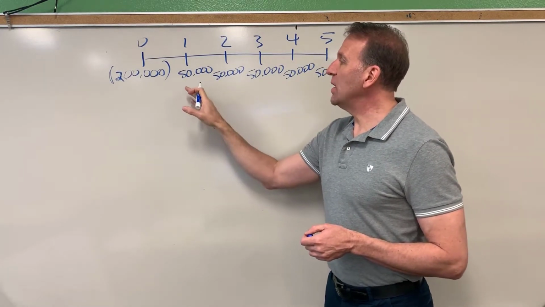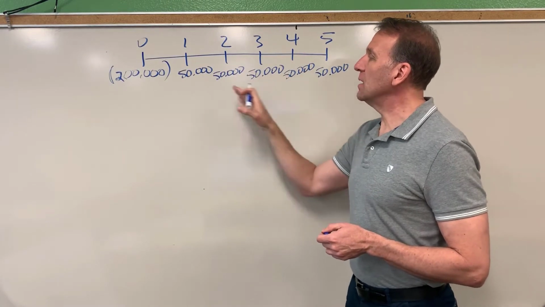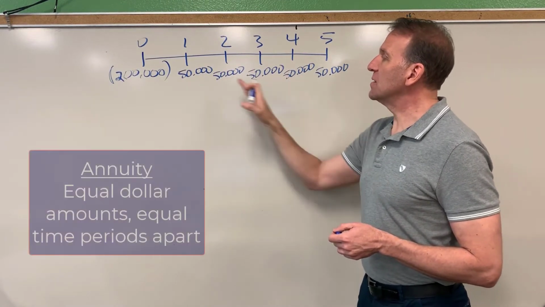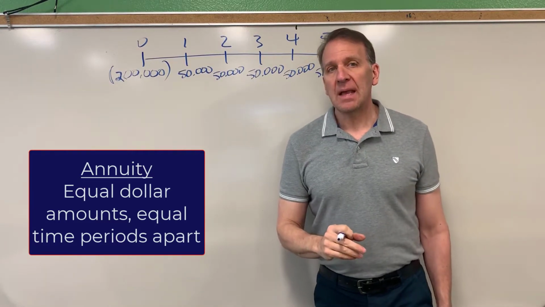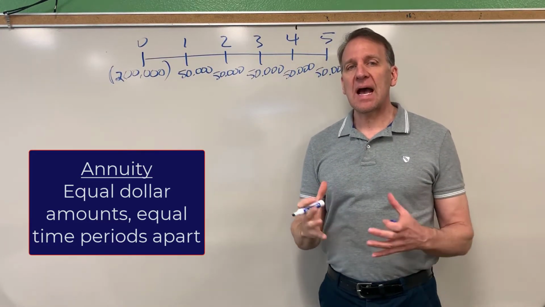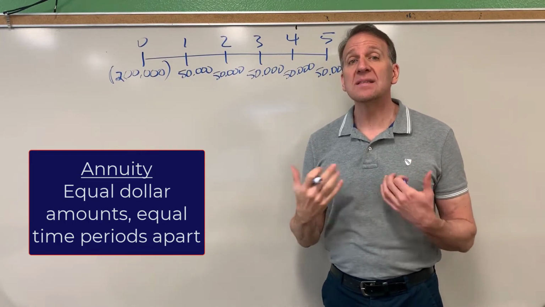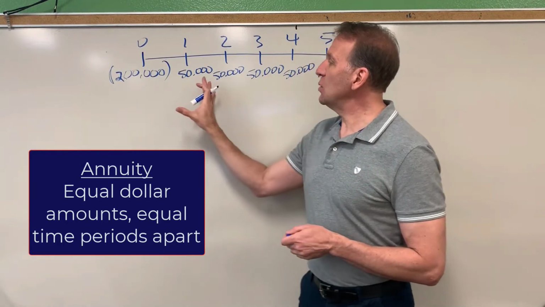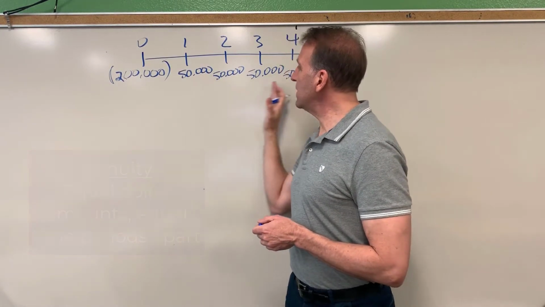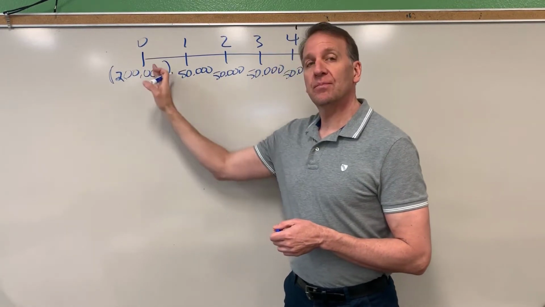And let me point out, when you have the same dollar amount, equal time periods apart, each a year apart, so the same dollar amount, equal time periods apart, that's called an annuity. And we can bring that back to the present value in just one step instead of doing each one separately. So what I'm going to do is find out what the stream of cash flows is worth in year zero.